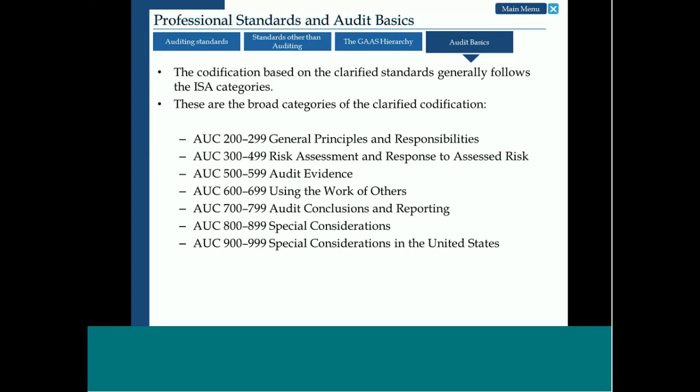So this is the list. It starts from 200 to 999 codification. So different codifications start from general principles, responsibilities, risk assessment and response to assessed risk, audit evidence, using the work of others, audit conclusions and reporting, special considerations, and special considerations in the United States. So all these topics we're going to discuss in our subsequent sessions.